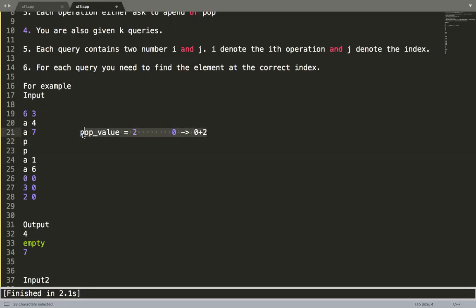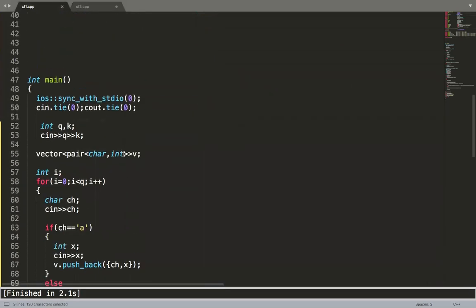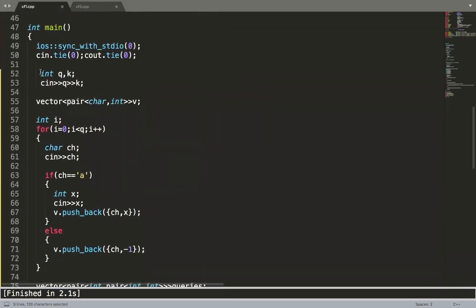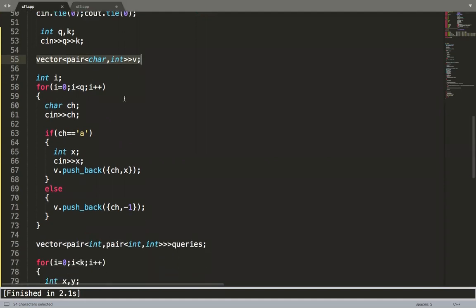Now we can look into the coding part. So this is the code. Okay, so this is the verified code. We have taken input q and k, then I'm going to store the operation in the vector. In the vector we have char and int, because append takes a number, and it might be any number.